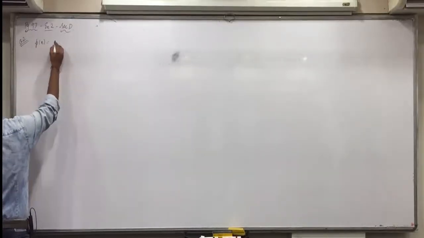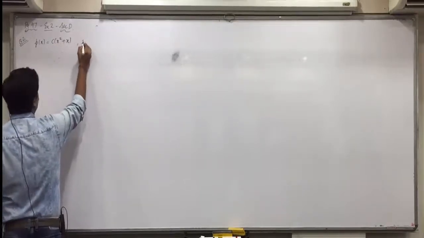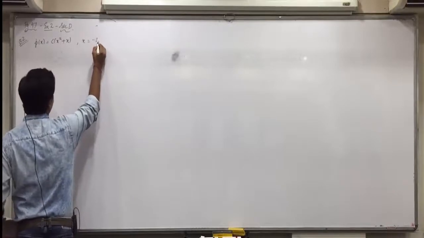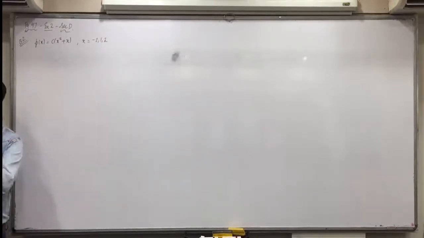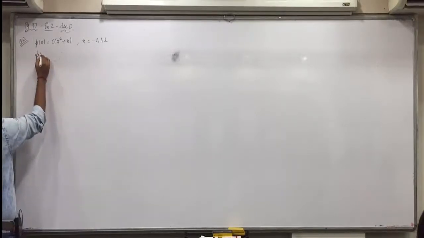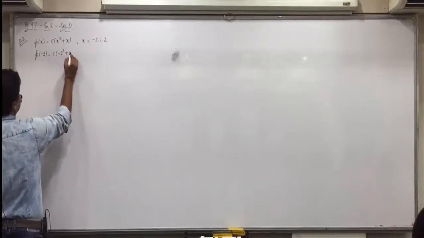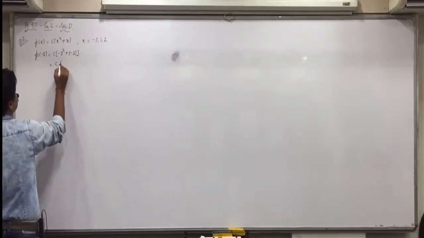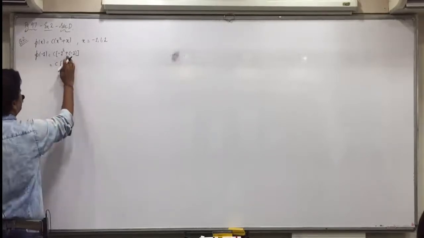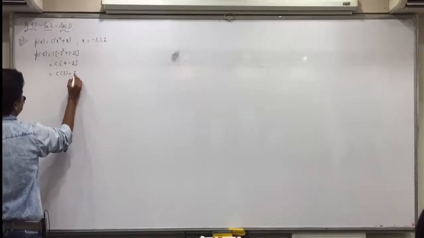P(x) equals c into (x square plus x), where x equals -2, 1 and 2. First find the value of c. So sigma P(x) equals 1. Again, first in x we will substitute -2, 1 and 2. P(-2) is equal to c into ((-2) square plus (-2)). C into what is (-2) square? 4, plus minus becomes minus. C into 2, that is 2c.